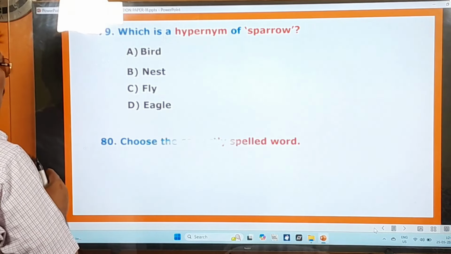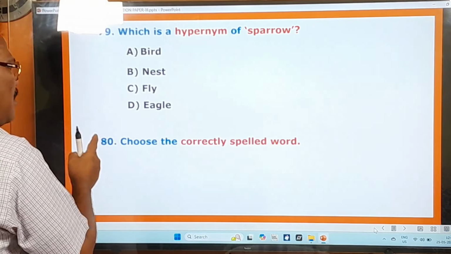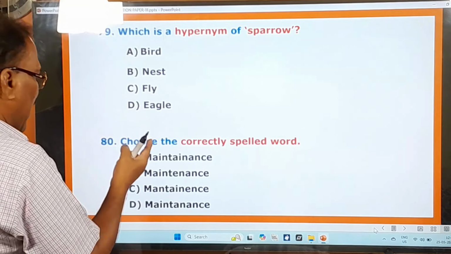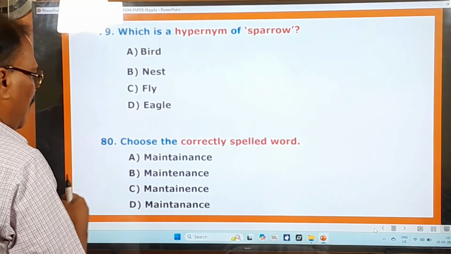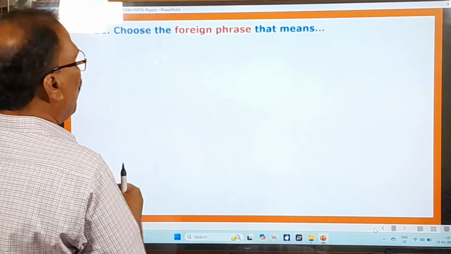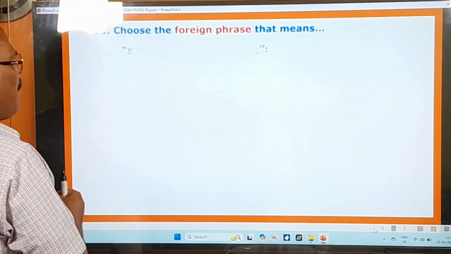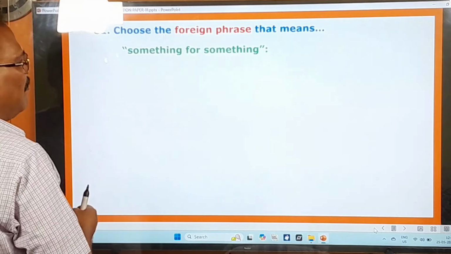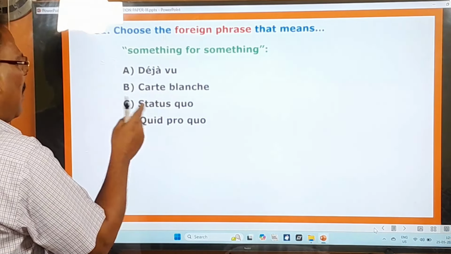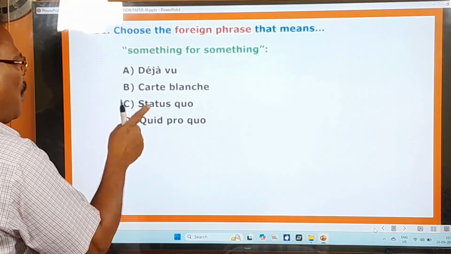80th question. Choose the correctly spelled word. Maintenance. 81st question. Choose the foreign phrase that means something for something. Déjà vu, carte blanche, status quo, quid pro quo.